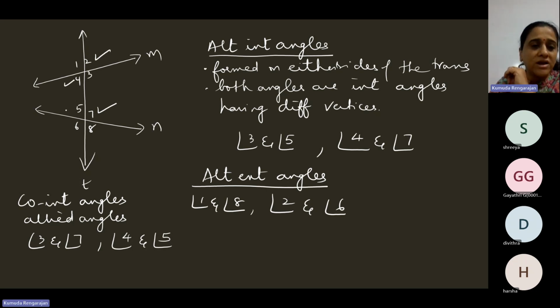Similarly, angle 4 and angle 5, they are allied angles. But they don't add up to 180. You cannot write angle 4 plus angle 5 is equal to 180, because the lines are not parallel. But they are allied angles. All right? Okay.